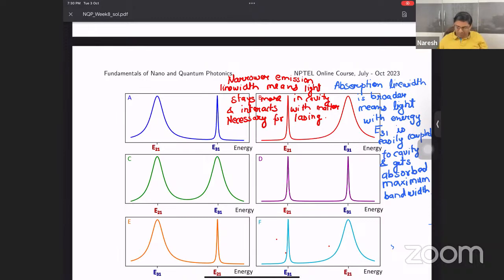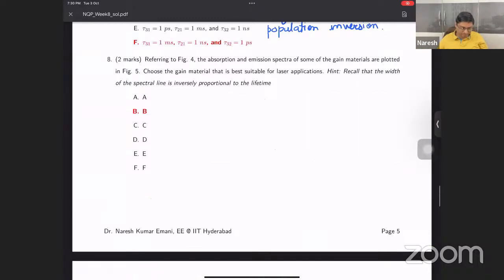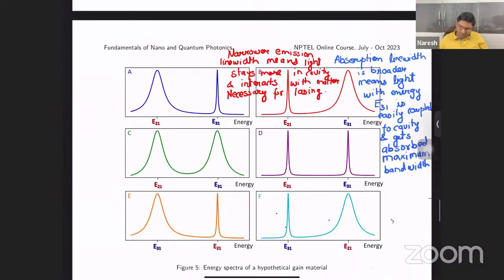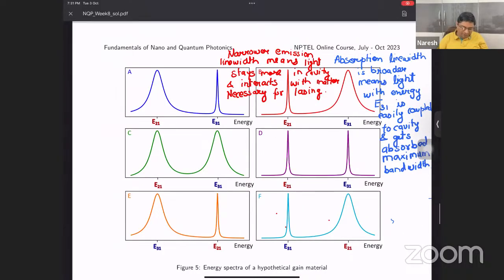I would say A is more suitable here. Well, why A and B? Sorry, just a minute. Lower level is broad, so this is good. Why are we saying here?